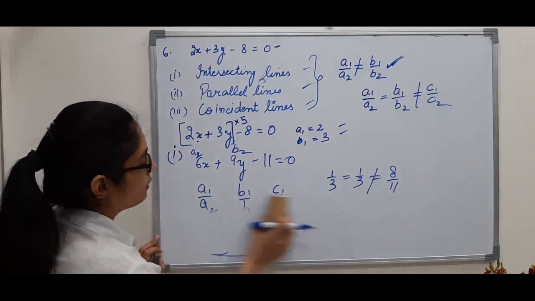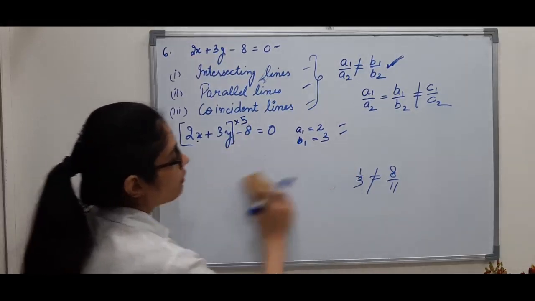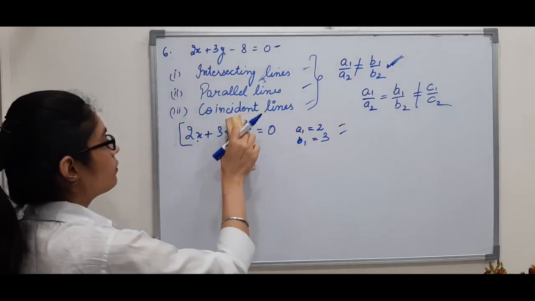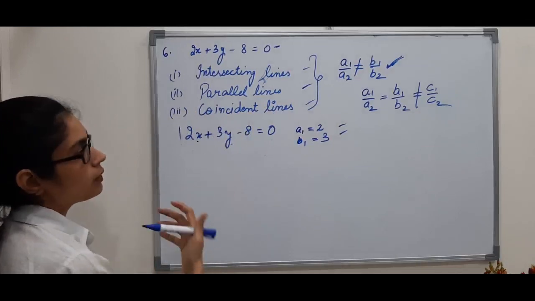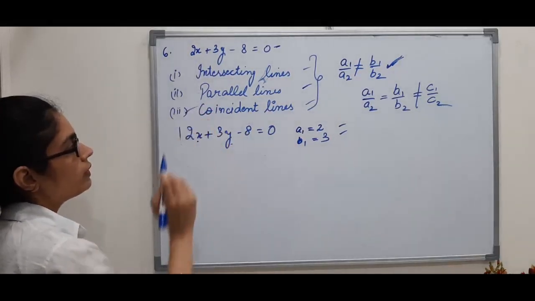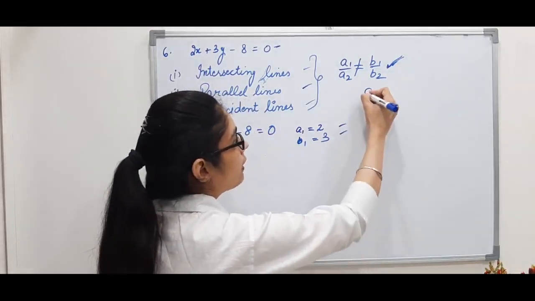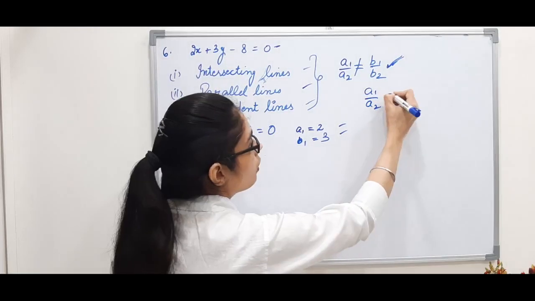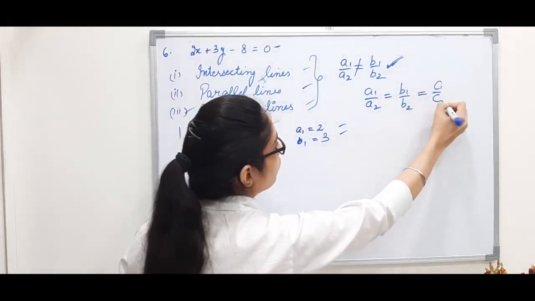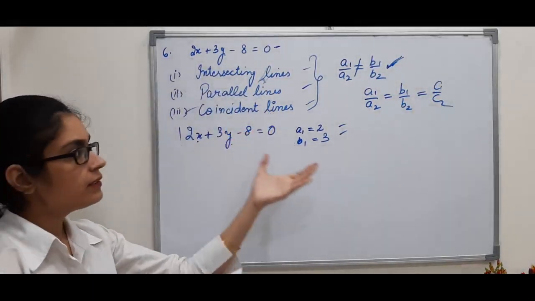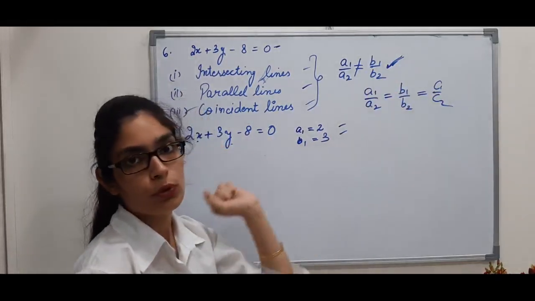Now let's find the equation for the coincident lines. So the given equation will remain the same. I will just write it as it is. First try to remember the relationship between the ratios for coincident lines. So for coincident lines, if you remember, A1 by A2 should be equal to B1 by B2. It should be equal to C1 by C2. So for coincident lines, or we can say overlapping lines, all the ratios should be equal.